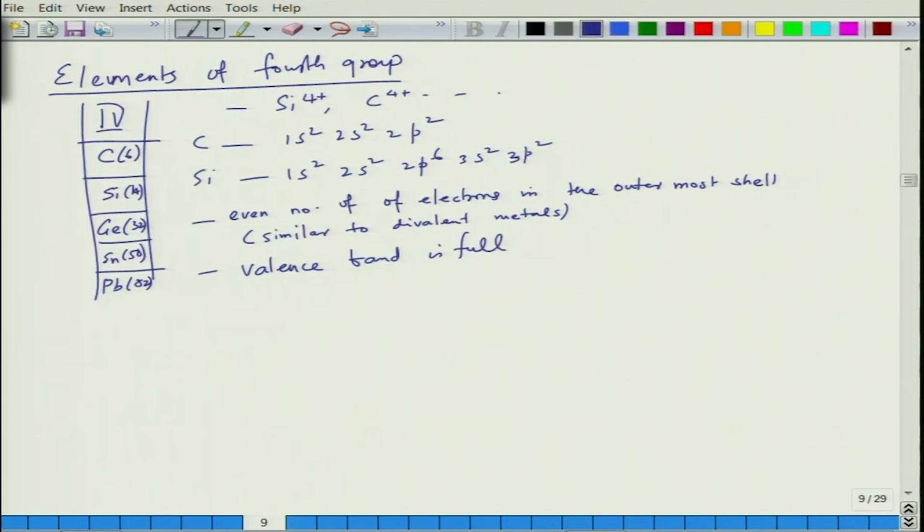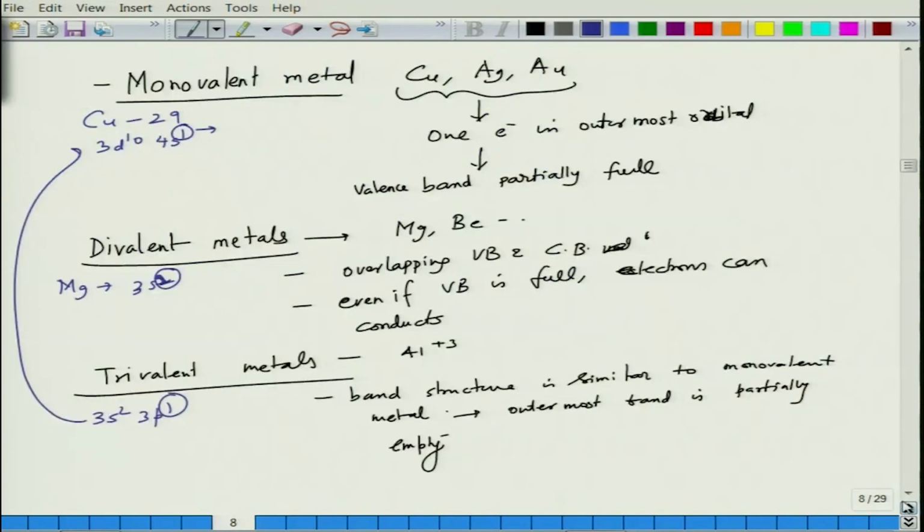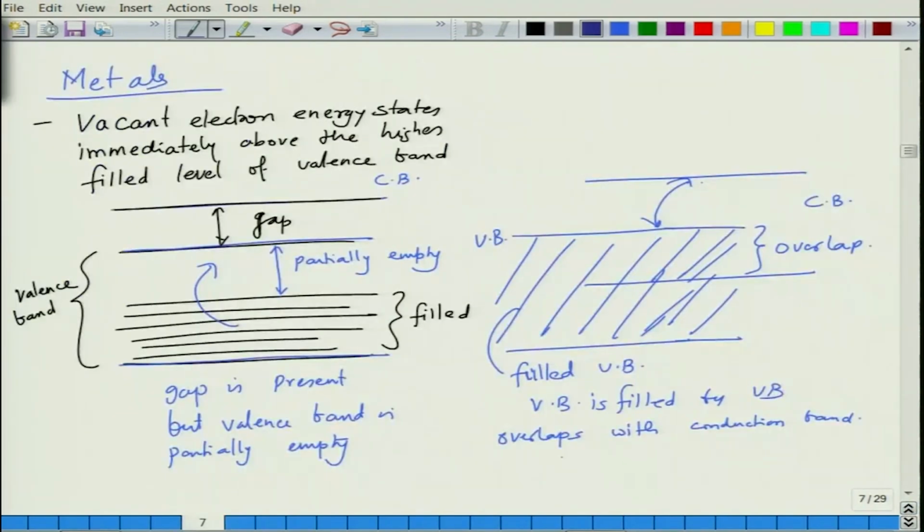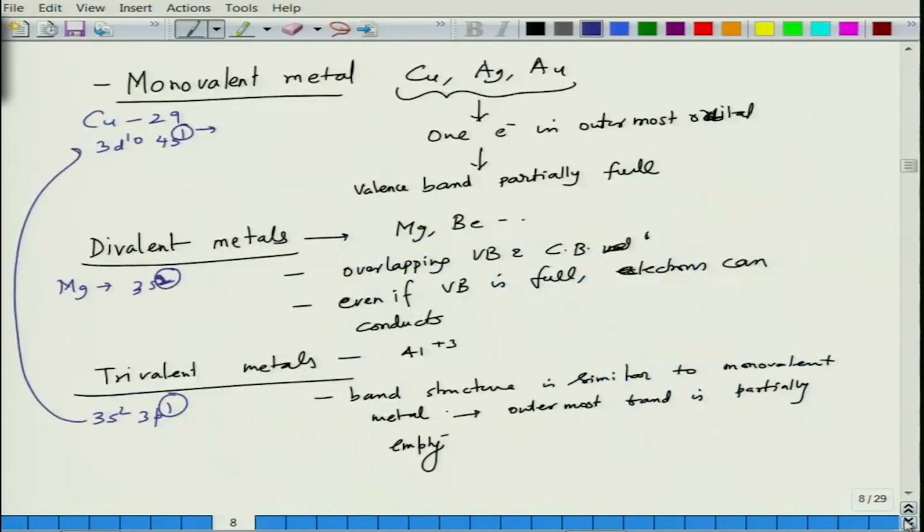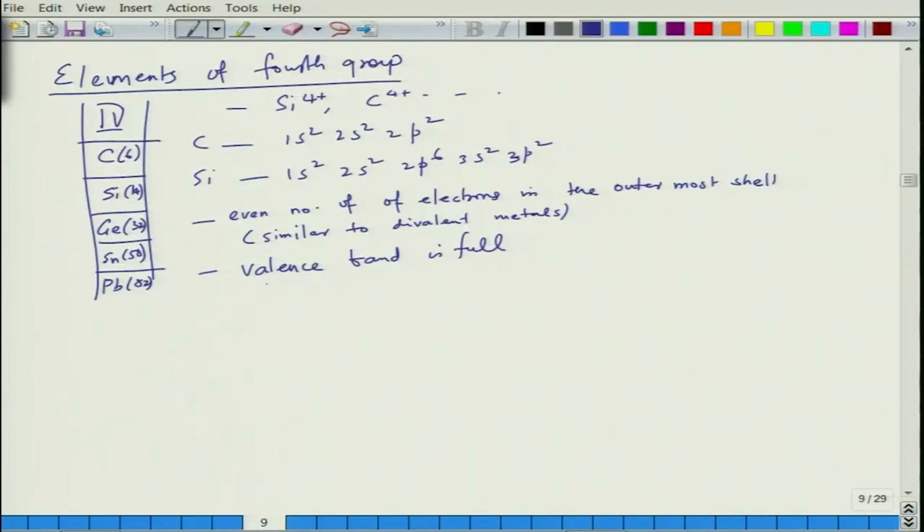But there is another difference: the valence band was full in those cases as well. So in this case, for example, divalent metal, this would be monovalent and trivalent. So in this case, even though the valence band is full, there is no overlap with the conduction band.